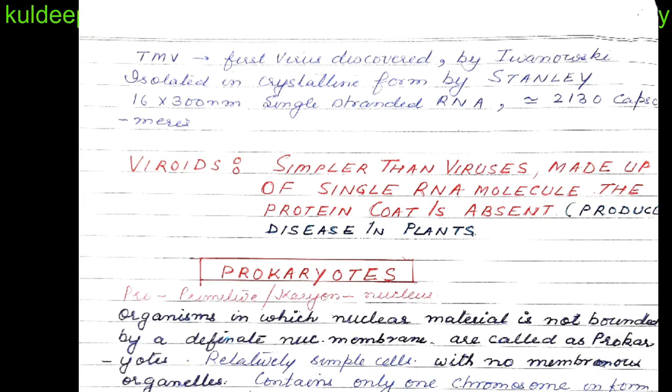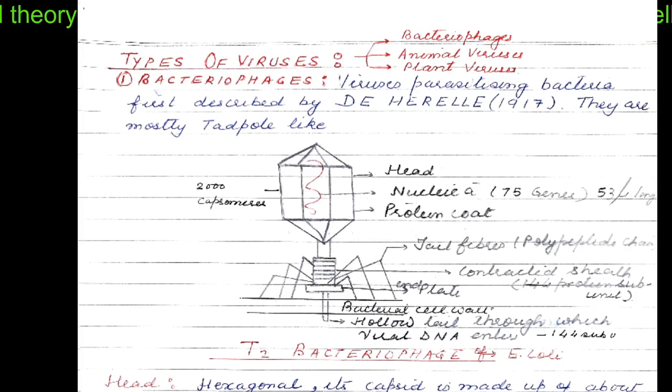Now, other, simpler infectious agents are also present, which are called viroids. They are simpler than viruses and are made up of single RNA molecules only, and the protein coat is absent. They produce disease in plants. So they are even simpler than viruses, still they could infect. So this is the cell theory and the exception to the cell theory. Now let us see how the cell looks.